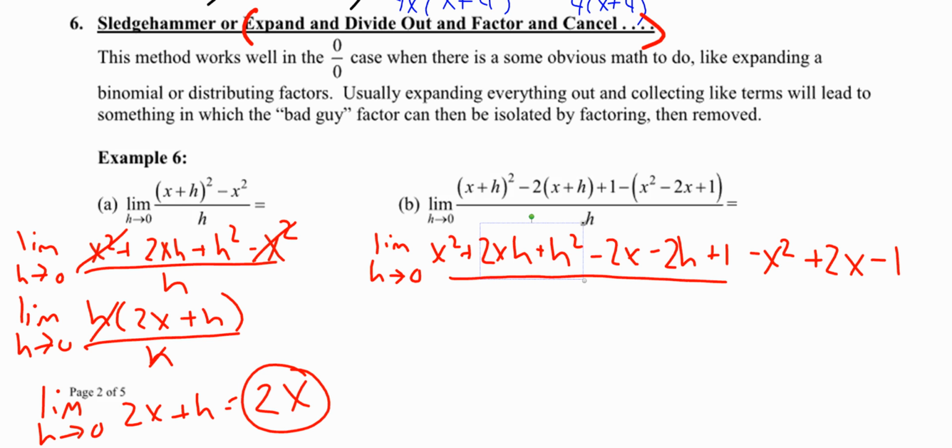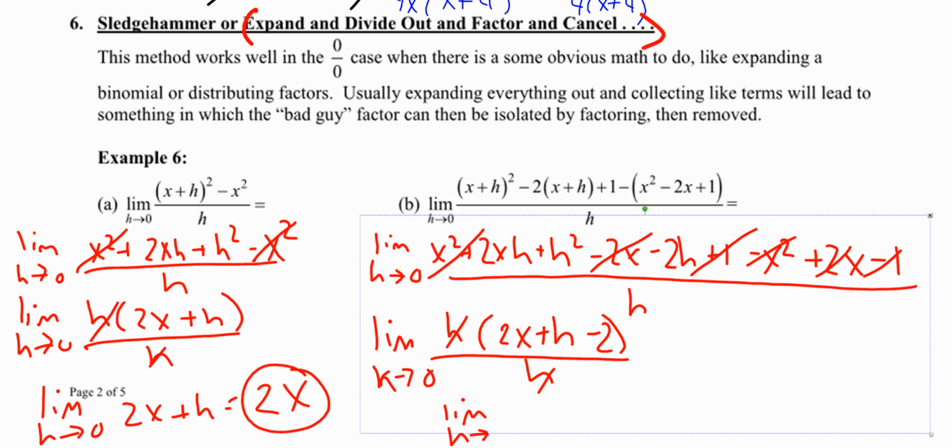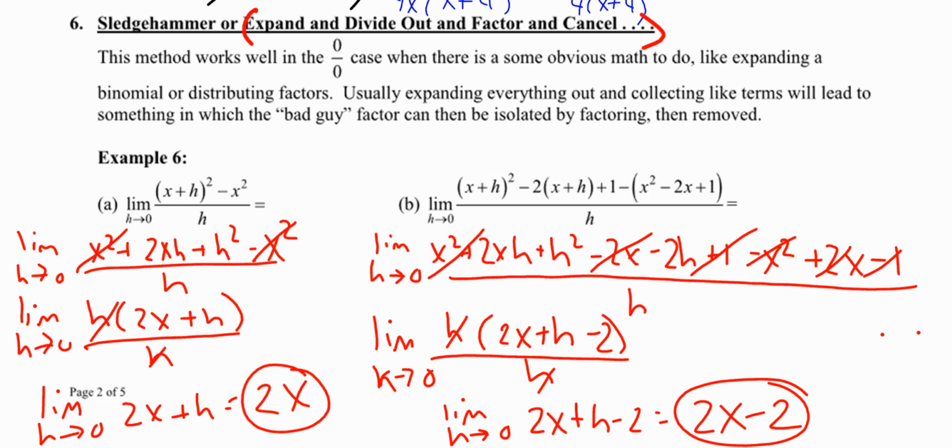Alright, so while I'm writing this all out, I'm sure you can find some things that'll cancel, like the x squareds, the 2x, the 1s. Oh, look, there's an h in everything left over. We have 2x plus h minus 2 all over h. Cross those out. Limit as h approaches 0 of 2x plus h minus 2 equals 2x minus 2. And we finally finished a really hard problem, so we're excited.